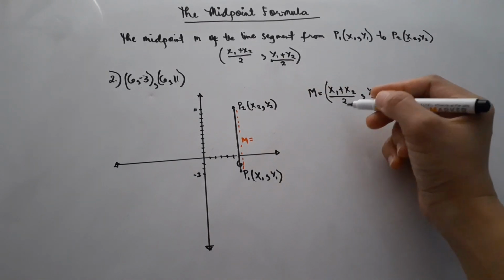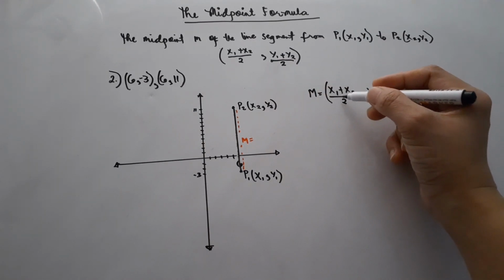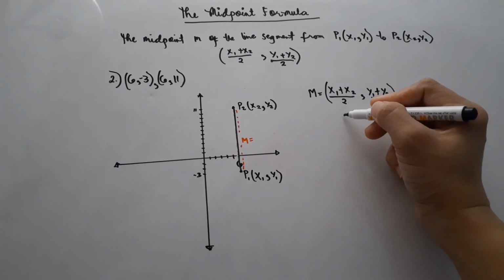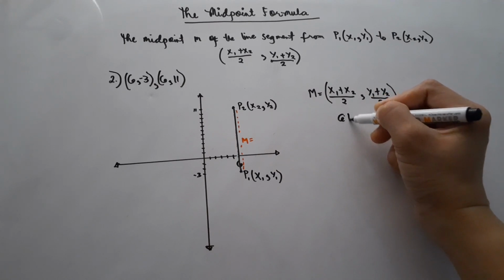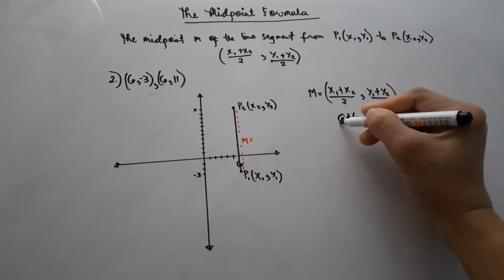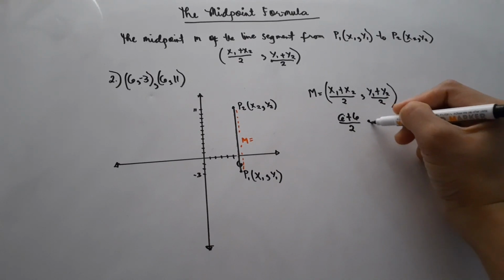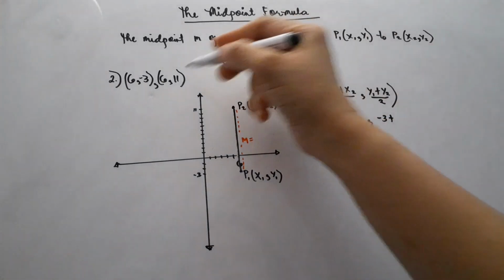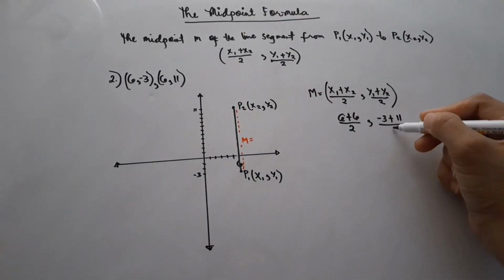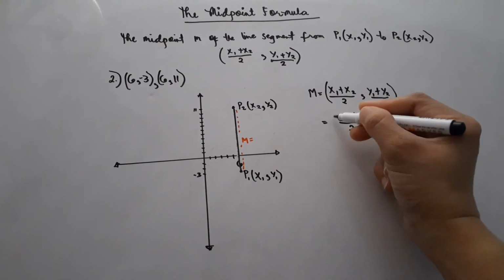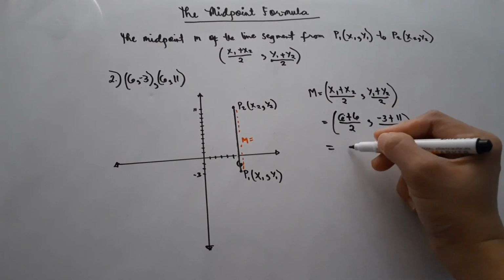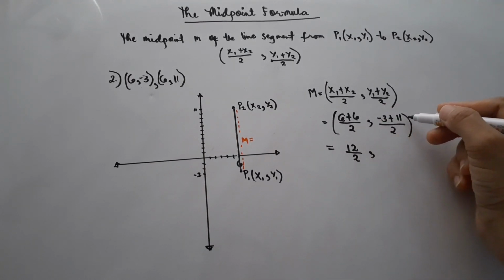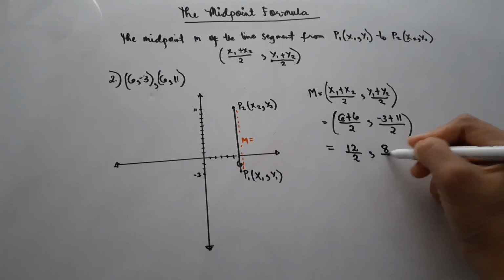So we have to solve x sub 1. We plug in from the left side corner. So we have 6. X sub 1 is 6 added by x sub 2. We have 6 also divided by 2. And y sub 1 is from the right corner here. We have negative 3. And from the right corner, the second point, we have 11 divided by 2. And then 6 plus 6 is equal to 12 divided by 2. And negative 3 added by positive 11 is positive 8 divided by 2.